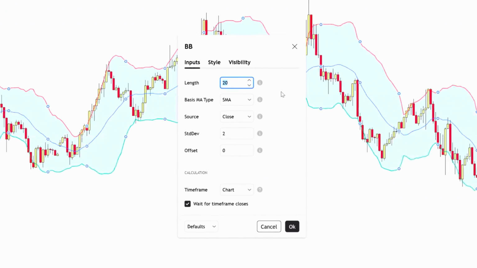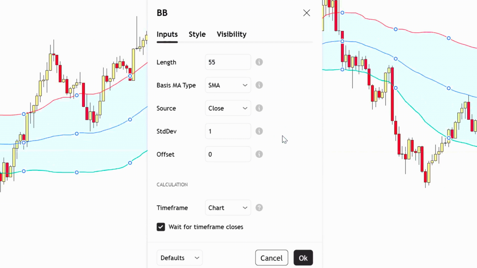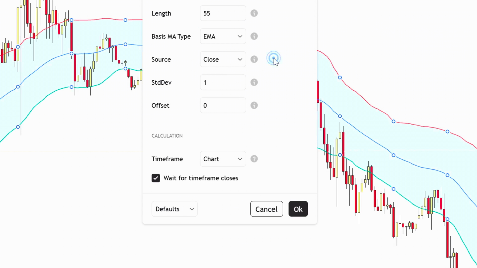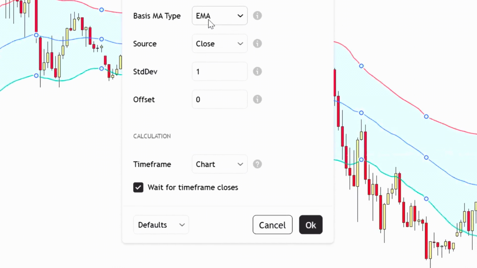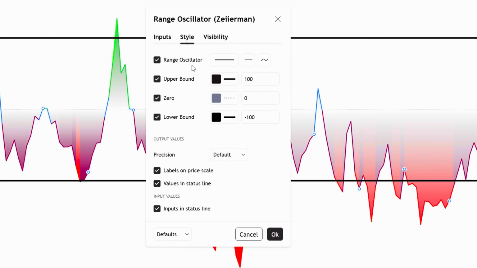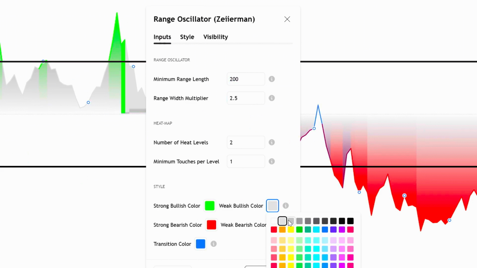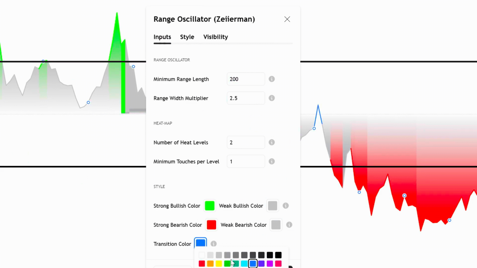And real quick before you go, try this. Settings. You've got it locked in. Quick settings rundown so you're not guessing. Bands are set to a length of 55 using an EMA basis with the standard deviation at 1. Range oscillator by Zeiierman, minimum range length 200, range width multiplier 2.5, 2 heat levels. Load both of those up exactly like that.